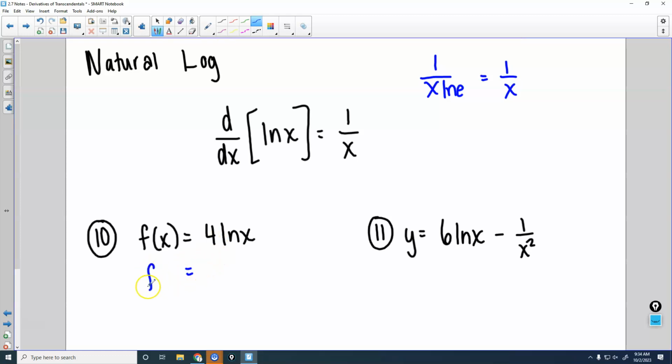If you're taking the derivative of number 10, you're going to have 4 times natural log of x. That derivative is just 1 over x, which is going to give you 4 over x. Right there.